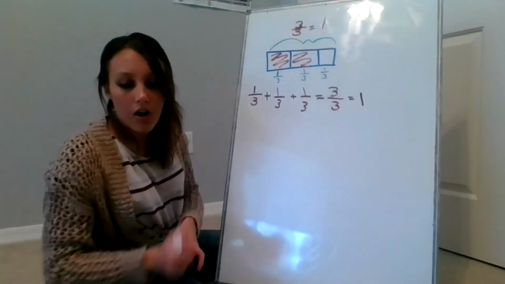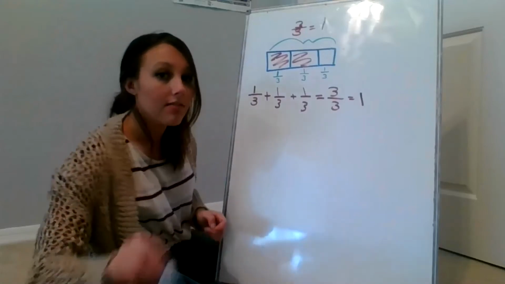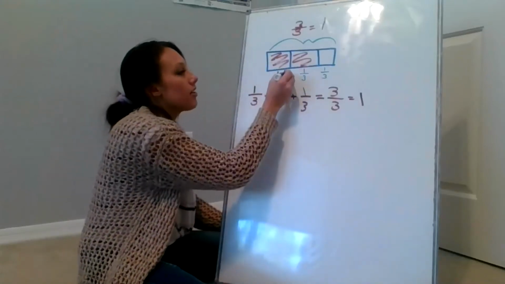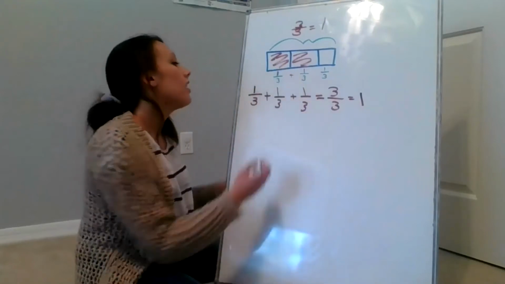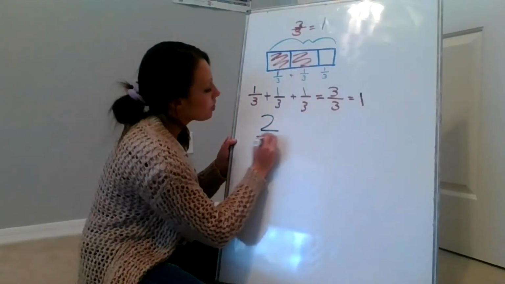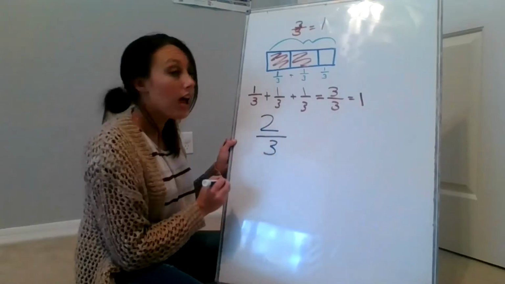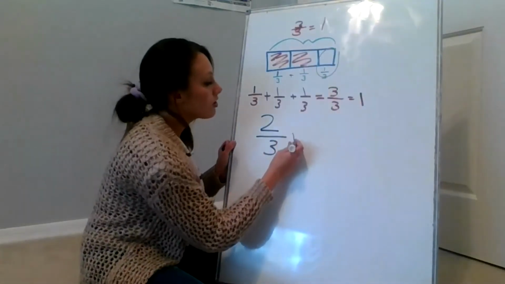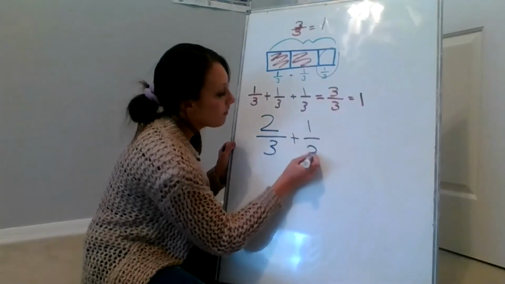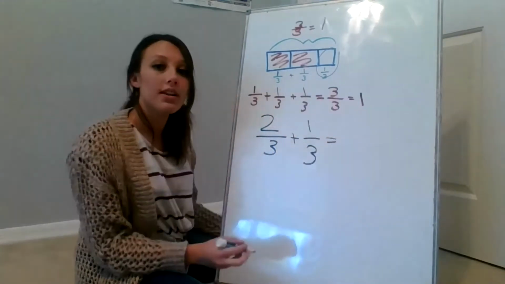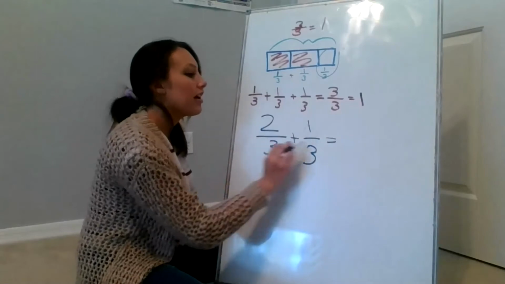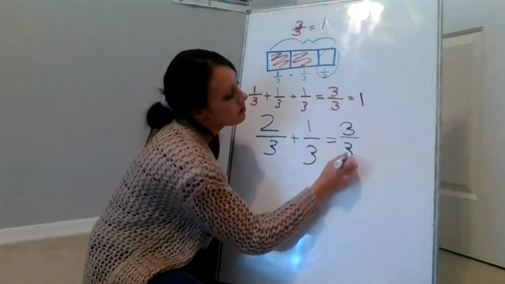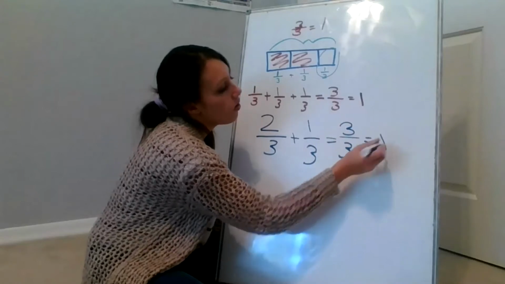So we can also say that what is this box plus this box? A third plus a third is 2/3, right? So we can say that 2/3 plus this 1/3 that we didn't shade, 2/3 plus 1/3 equals, what does it equal? 2 plus 1 is 3, and the denominator stays the same. So it's going to equal 3/3, which still equals our 1 whole.